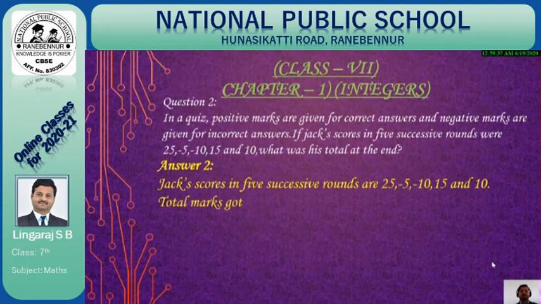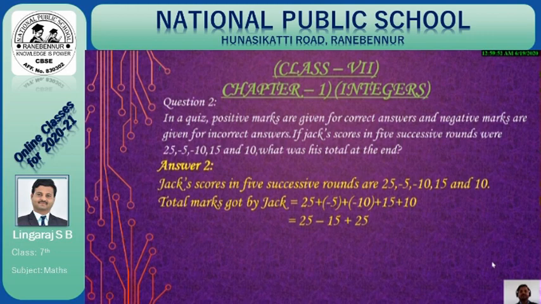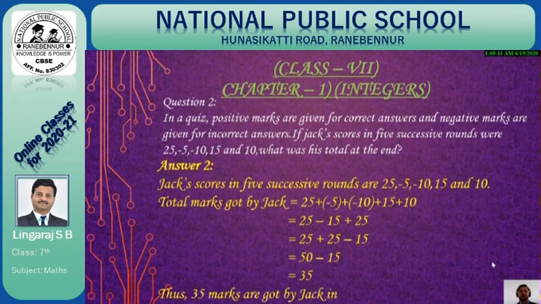Total marks got by Jog is equal to 25 plus (minus 5) plus (minus 10) plus 15 plus 10, which is equal to 25 minus 5 minus 10, that is minus 15, plus 25. Then 25 plus 25 minus 15. The sum of 25 and 25 is 50, then minus 15. 50 minus 15 is 35. Thus 35 marks are got by Jog in a quiz.